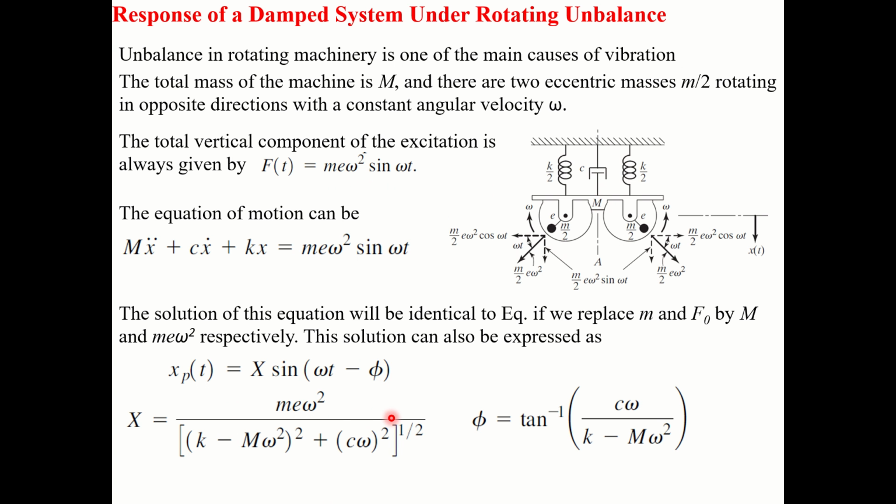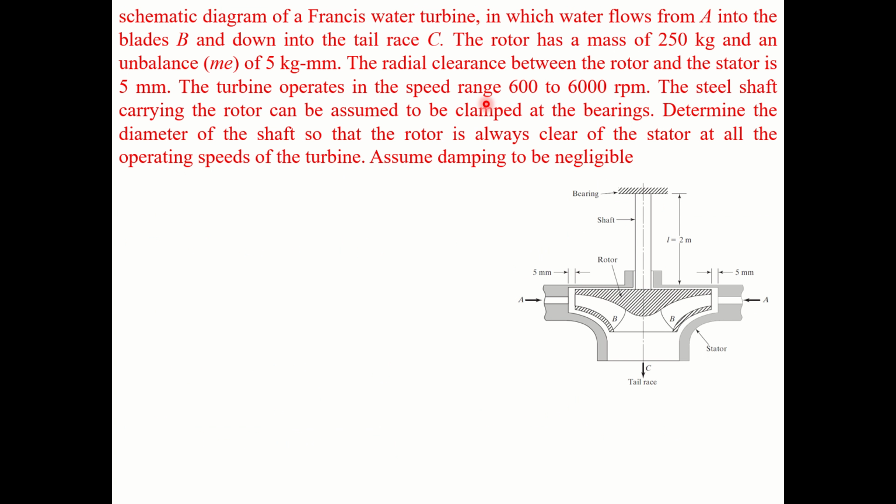Now we will solve one small problem on this. The first problem is a schematic diagram of a Francis water turbine, where the flow is axial. The rotation is along this axis and the flow is also along this axis. The flow goes from point A into the blades B, and down into the tail race.